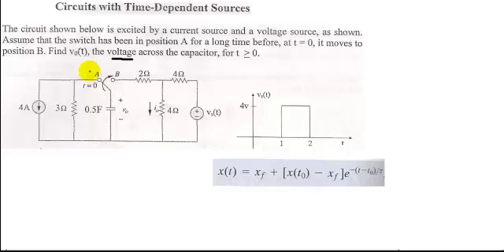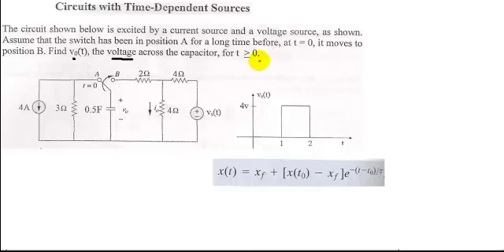Okay, here we are. We have a circuit that is excited by a current source and a voltage source, and assume that the switch is in position A, so this left circuit, for a long time. It's been in this position for a long time, and then at t equals 0, the switch goes to position B, and we're just analyzing the right side of the circuit. So we want to find VO, the voltage across this capacitor, for t greater than or equal to 0.